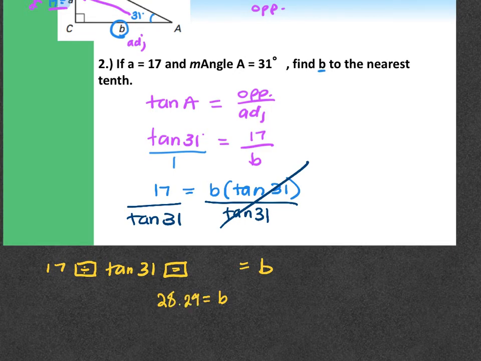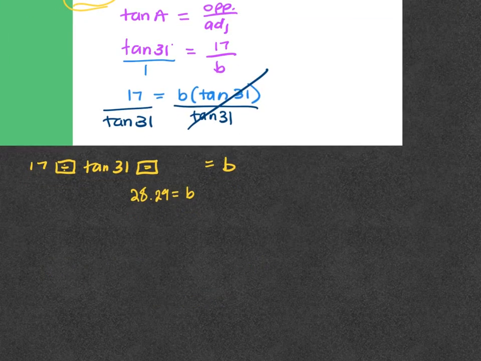And if I want to round it to the nearest tenth, that means I keep how many decimals? Tenth is 1 decimal. So I'm going to look at that 9. The 9 is 5 or bigger, so I'm going to bump up that 2. And B is 28.3.